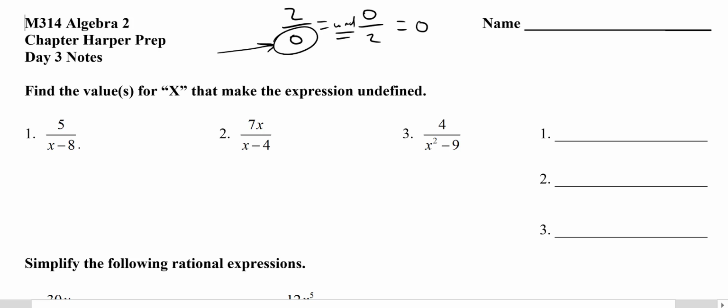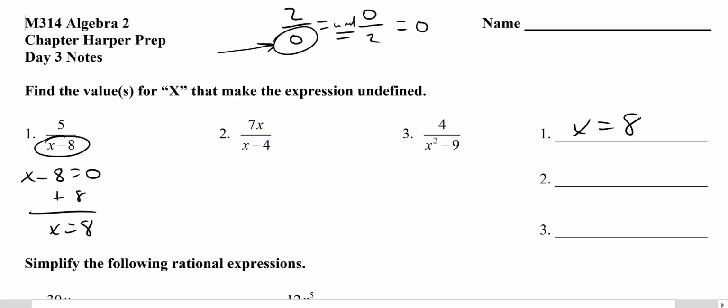So like this 5 over x minus 8, for number 1, I don't care about the 5. It doesn't do anything. I'm going to say x minus 8, set that equal to 0, and solve for x. I add 8 to both sides, get x equals 8. That's the answer. When x is 8, I put an 8 in there, 5 over 8 minus 8, so 5 over 0 is undefined. So the answer is x equals 8.